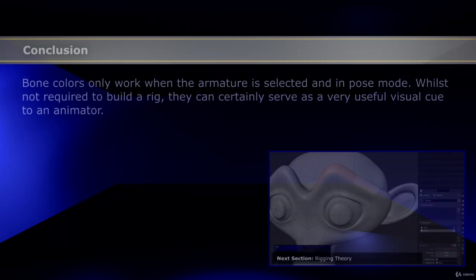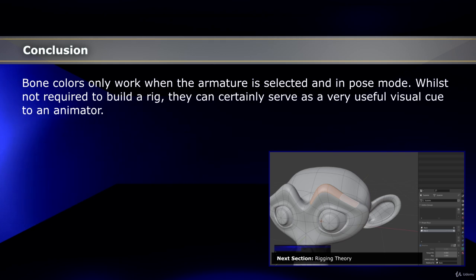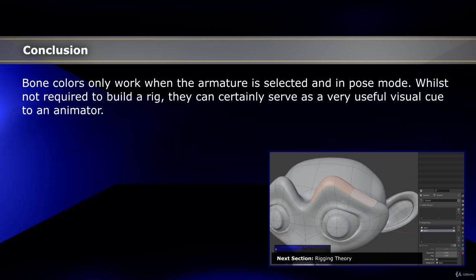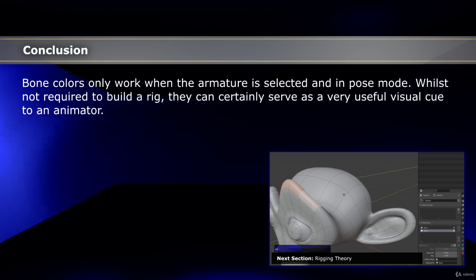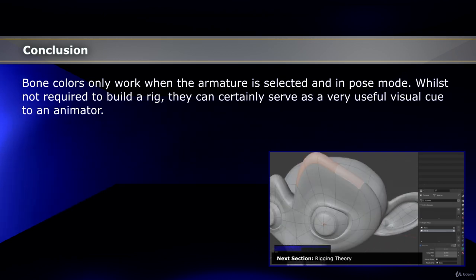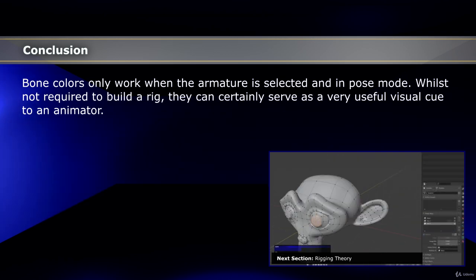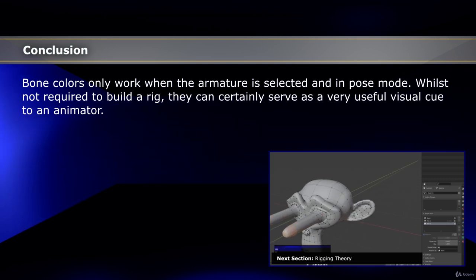So like I say, bone colours can be used for a variety of different things. Generally, bone colours are used when you want to give animators a visual cue as to which bones they should be interacting with, and sometimes how as well. So like I said at the start, any bones that should be scaled can be one colour, any bones that need to be moved could be another colour.